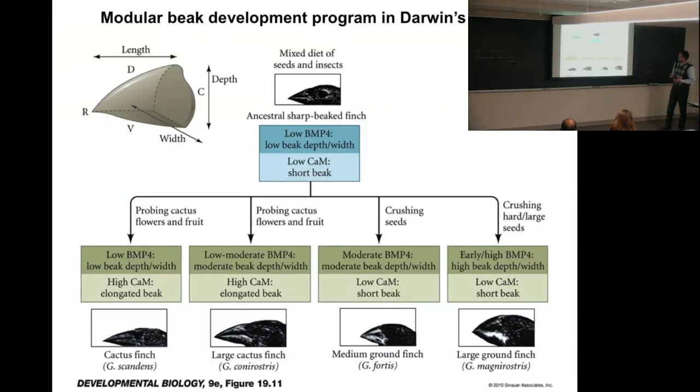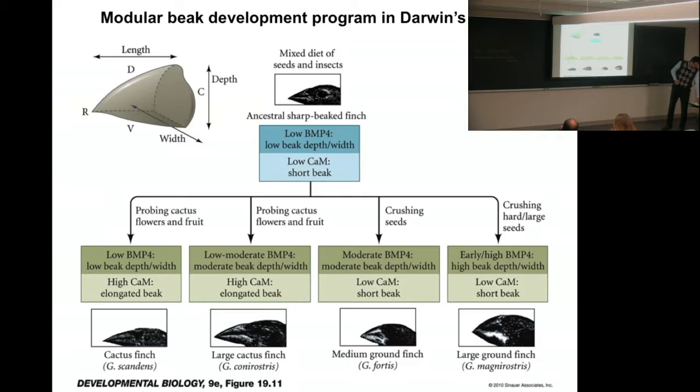And because there are different pathways, such as BMP4 and calmodulin, which in the ancestral shape, a small symmetrical bill, are expressed at fairly low levels, and because they don't regulate each other, it gives you two dials in a simplified system. If you just dial up BMP4 levels, you'll produce something that's relatively deep and relatively broad. Whereas if you upregulate calmodulin independently, you will produce a bill which has the same depth, but is elongated. And of course, if you dial both of them in different ways, you can produce something a bit more in between.